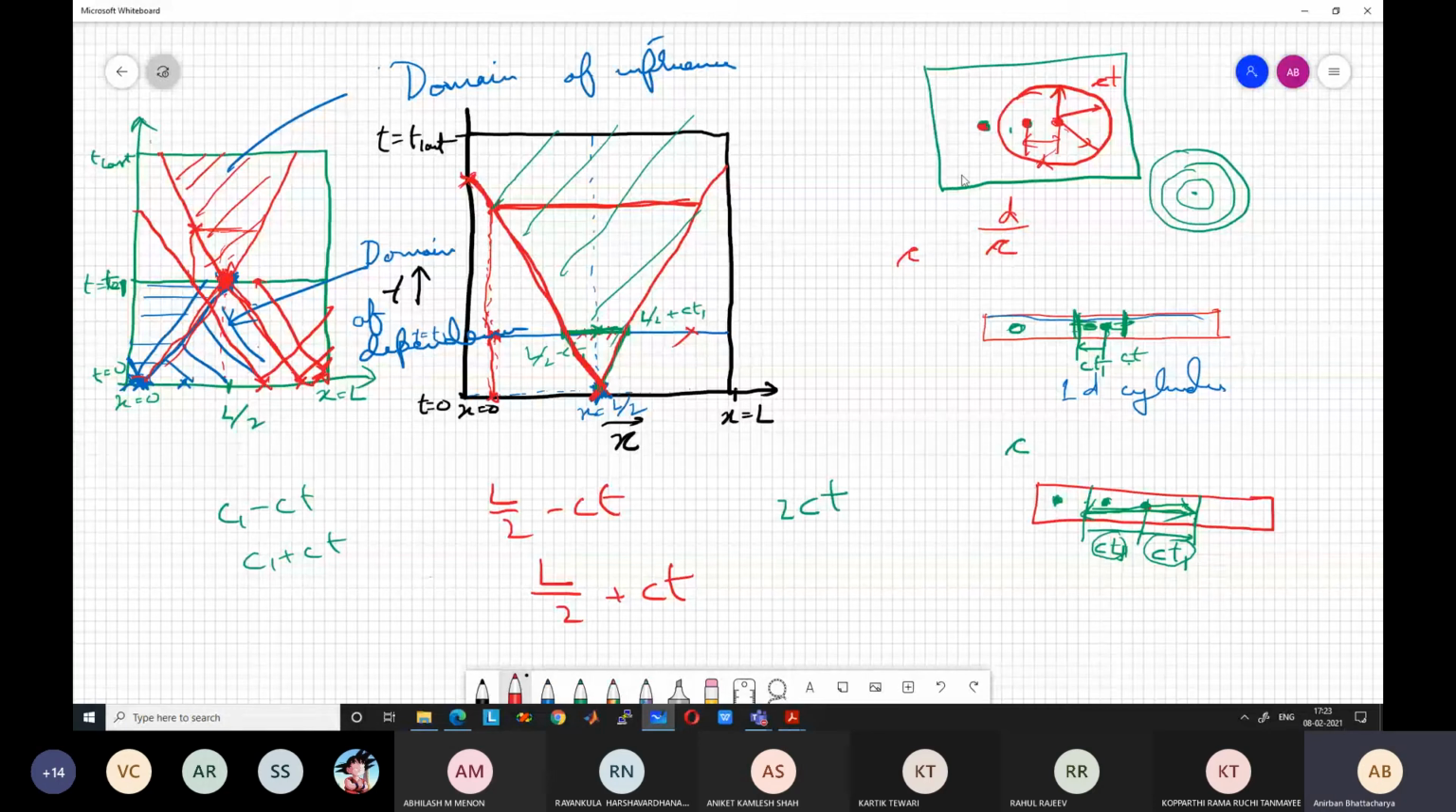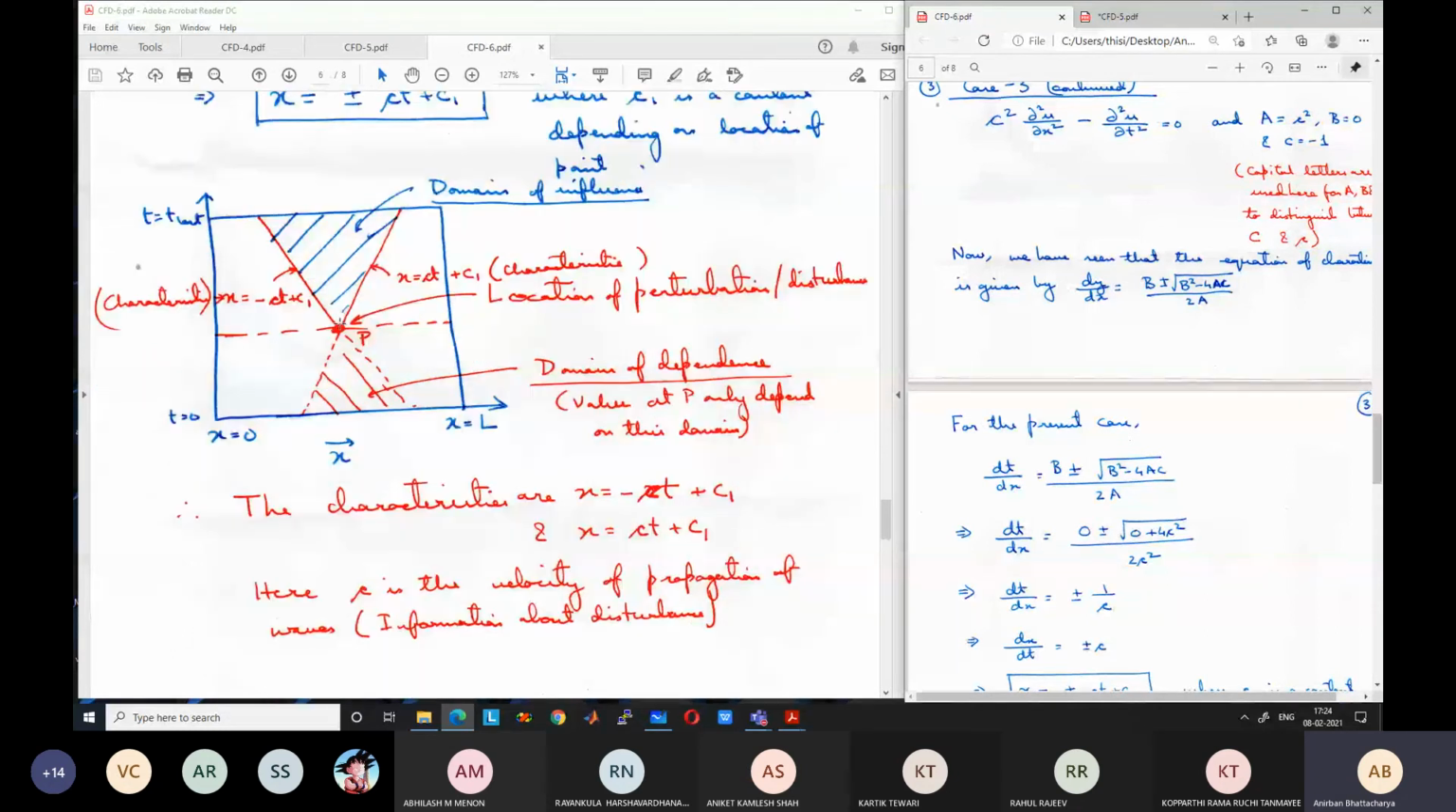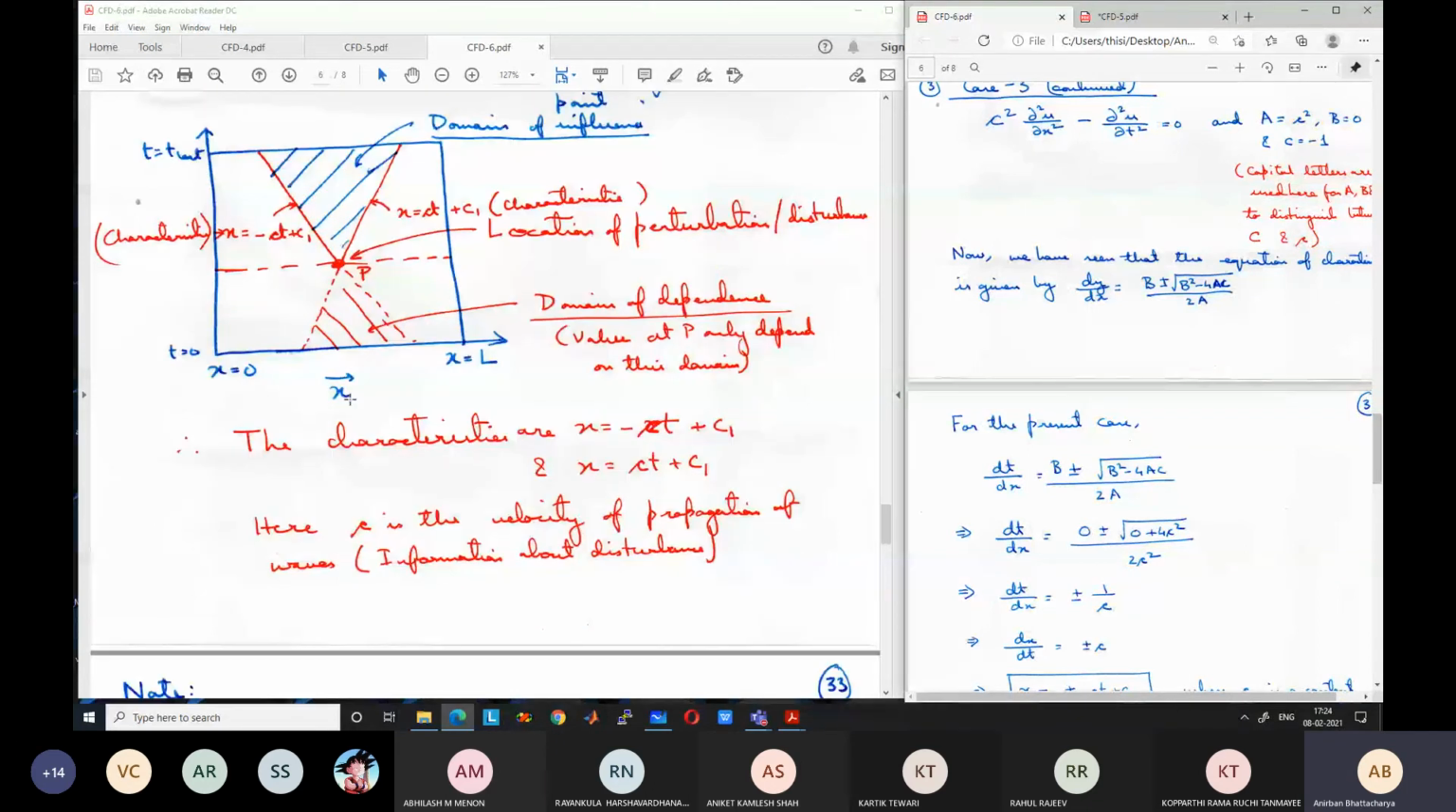So this is the domain of dependence. You think about this. This is slightly tricky, and try to understand why this is the domain of dependence. Already I have discussed everything which I have written here. So these lines are known as characteristic lines, and this is the location of disturbance, this is the domain of influence, and this is the domain of dependence. And c is the velocity of propagation of waves, information. C is the velocity of propagation of information.